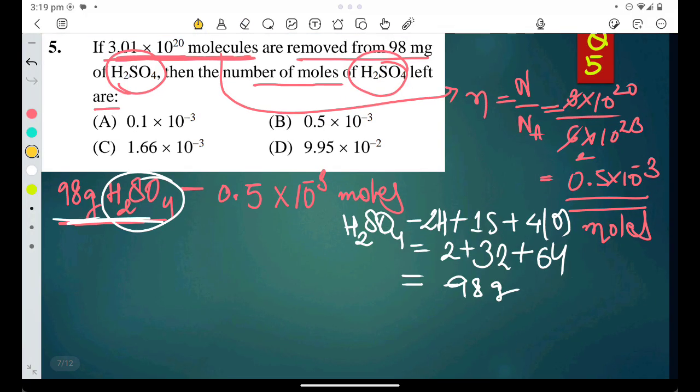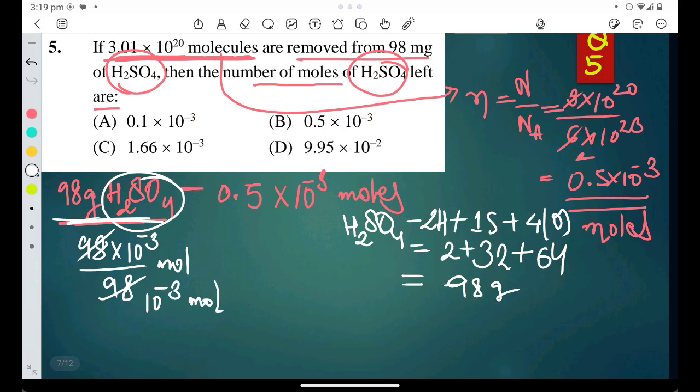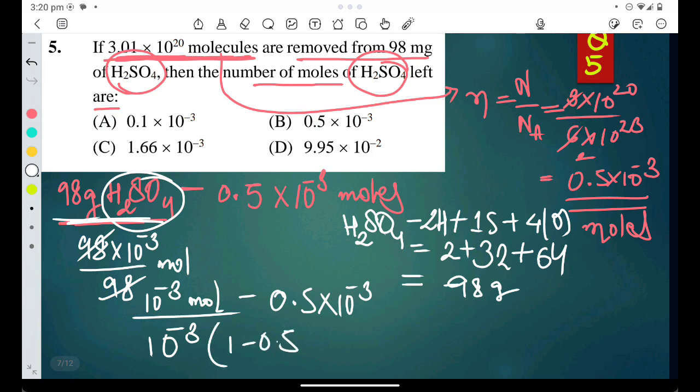So it is how much? 98 milligram, so 10 raised to power minus 3 by 98. This much moles I have. So this is going to be 10 raised to the power minus 3 mole. This much mole minus, what is our answer? 0.5 into 10 raised to the power minus 3 mole. So I'm taking out 10 raised to the power minus 3 common. I'm left with 1 minus 0.5. So the answer is going to be 0.5 into 10 raised to the power minus 3 mole. Yeah, B is the correct answer. So these small things we are supposed to keep in mind. It is milligram, not gram.